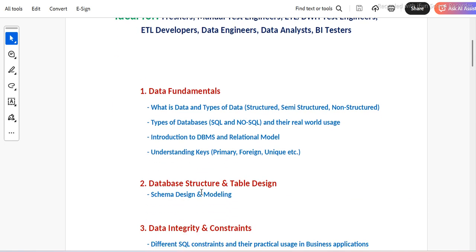So guys, as I said, there is no prerequisite. That's why I'm going to start from the data fundamentals. I'm going to start from very basic. What is data? What are the different types of data? And then how do we store all that data in different databases? There are different types of databases. Then after that, we are going to narrow down our scope into RDBMS, which is basically the SQL databases, and understand primary keys, foreign keys, different types of keys. That's part of your data fundamentals.